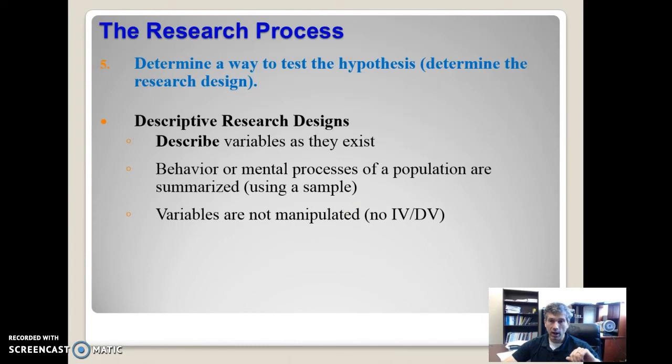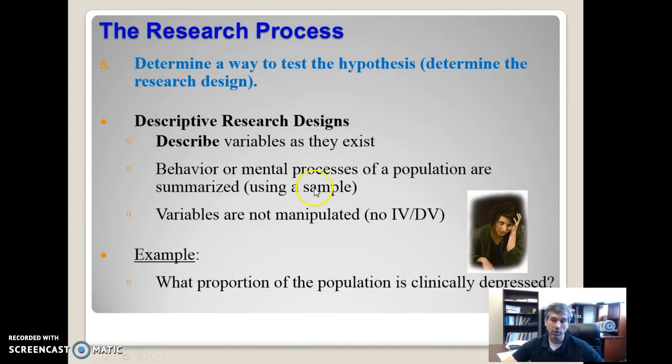So we don't manipulate anything. There's no independent variable or dependent variable. And if you don't remember what those are, it's a good time to go back to section 2 and review IVs and DVs. But we don't manipulate or alter anything. We just measure stuff. And again, we're not even looking at relationships between variables.